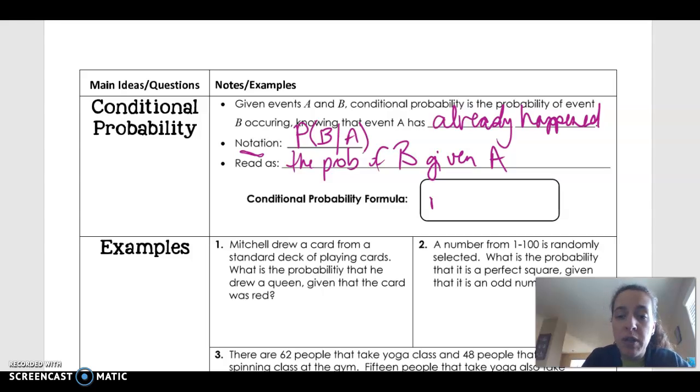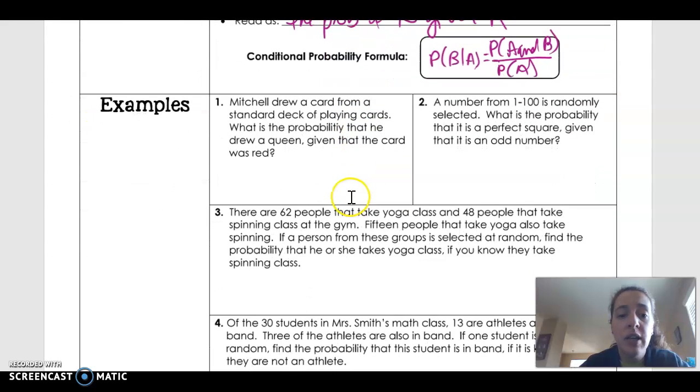So here's our formula. Again, we want to use our correct notation. This is the probability of A and B, and then we divide that by the probability of A, because that has to have happened in order for B to happen. That's why we have to add that little piece in. So let's look at a couple of examples.